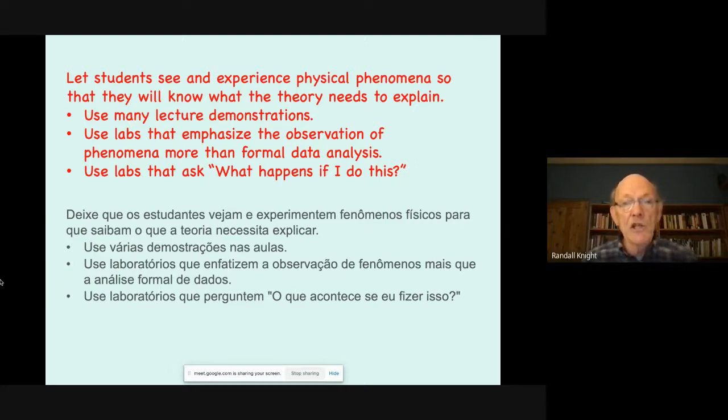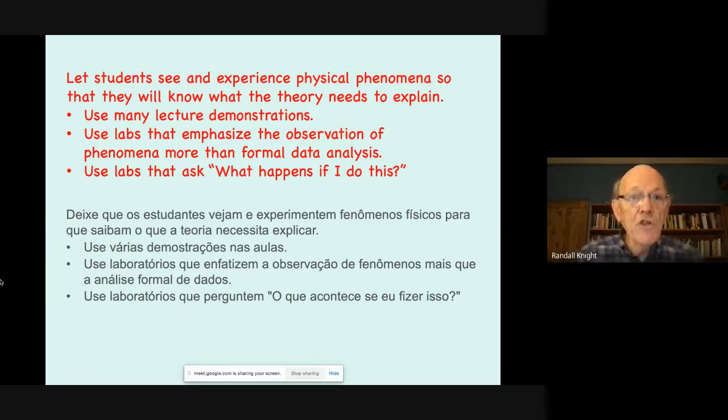So this changes a lot around the world as to how much people think lecture demonstrations are important and what equipment they have available for doing this. But let me urge you to make lecture demonstrations a really big part of showing students what we're trying to explain, or what we need to explain, with our theories.